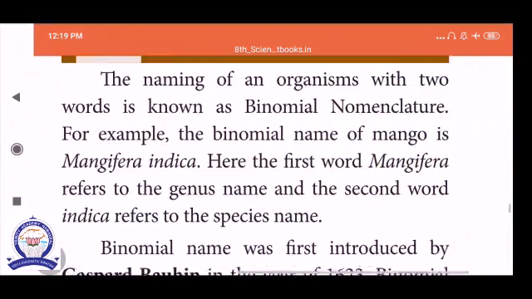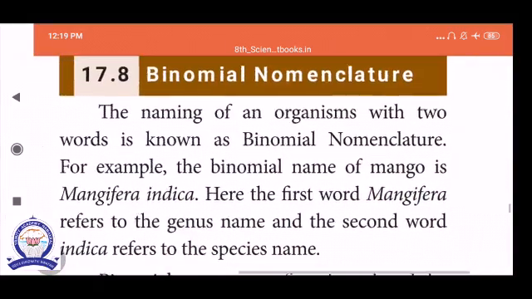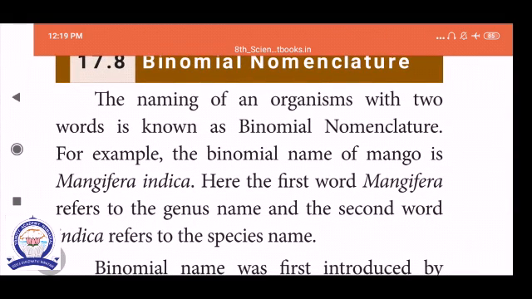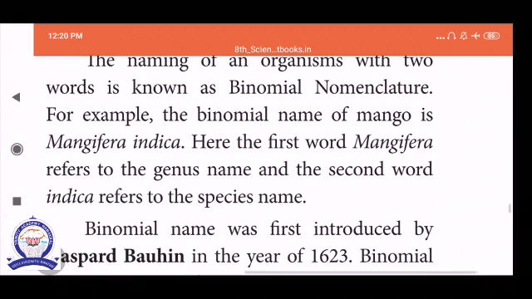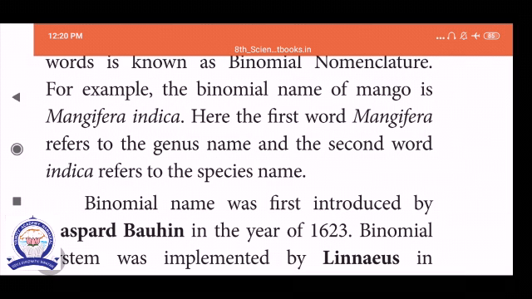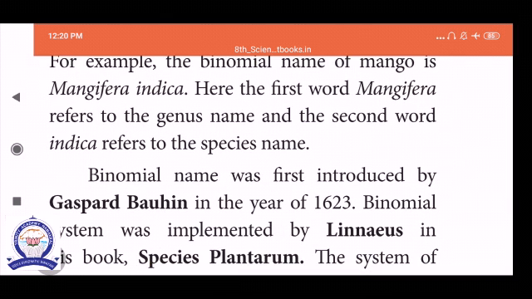Next topic, binomial nomenclature. It is the naming of organisms with two words. Bi means two, and nomenclature means creating a scientific name. That is called binomial nomenclature. For example, the binomial name of mango is Mangifera indica, having two words. The first word denotes the genus, Mangifera, whereas the second word, indica, denotes the species. That is called binomial nomenclature.